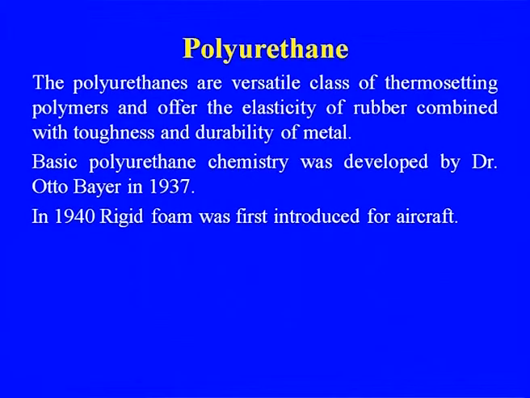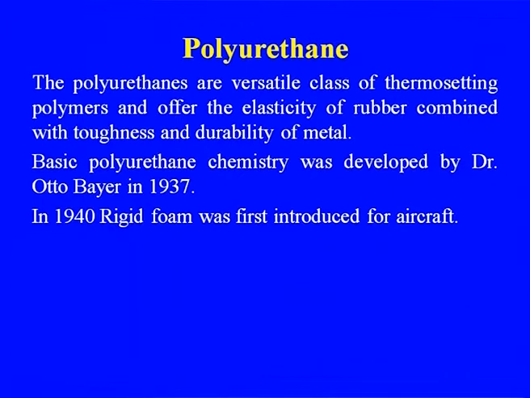Now let us discuss polyurethane, that is also one of the important polymers. So the polyurethanes are a versatile class of thermoset polymers and offer the elasticity of rubber combined with the toughness and durability of metal. So basic polyurethane chemistry was developed in 1937 by Dr. Otto Bayer.